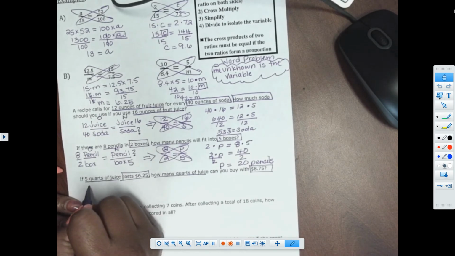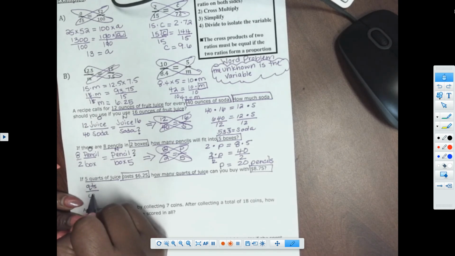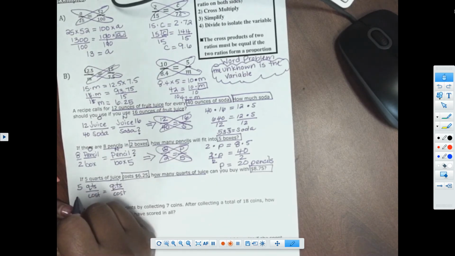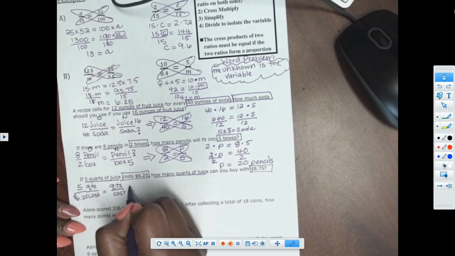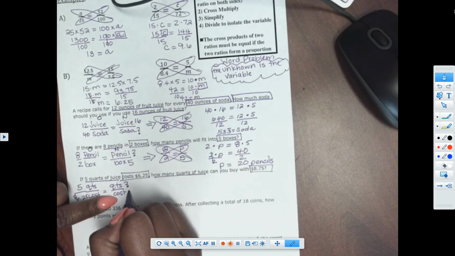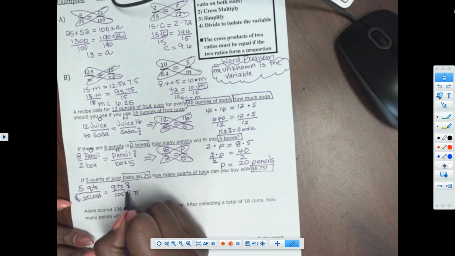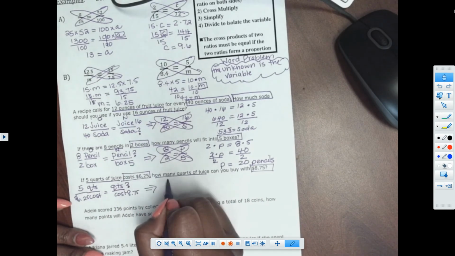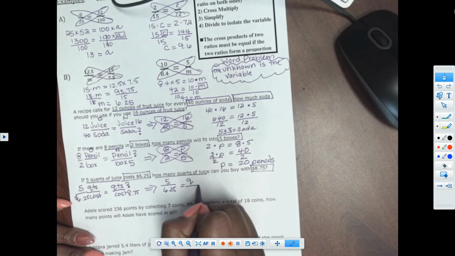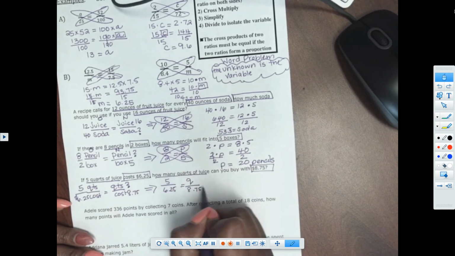So this one is doing our quarts of juice over cost. So quarts over cost. Originally, there were 5 quarts. That was $6.25. And then we had how many quarts? So we don't know the quarts here. We know that that's $8.75 in dollars. So my new proportion will look like 5 over 625 equals, let's do Q for quarts, over 875.